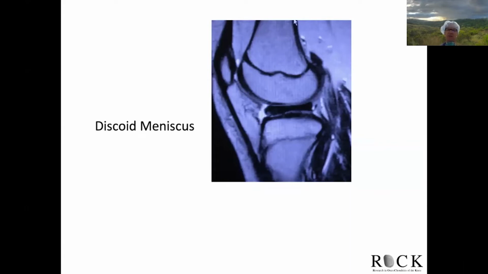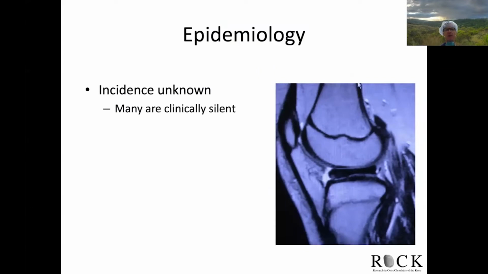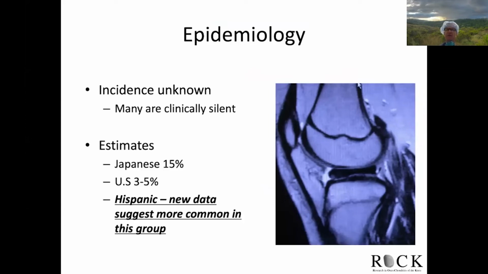I'm sure many of you have seen this in your career. We know that many of these are clinically silent. We don't fully understand the incidence. It may be higher than we think because many patients have no symptoms whatsoever. In the Japanese population, there have been estimates that it may be as high as 15%. It may be more common in Japan. In the United States, there are estimates that it's perhaps 3 to 5%, but not all of them are symptomatic.